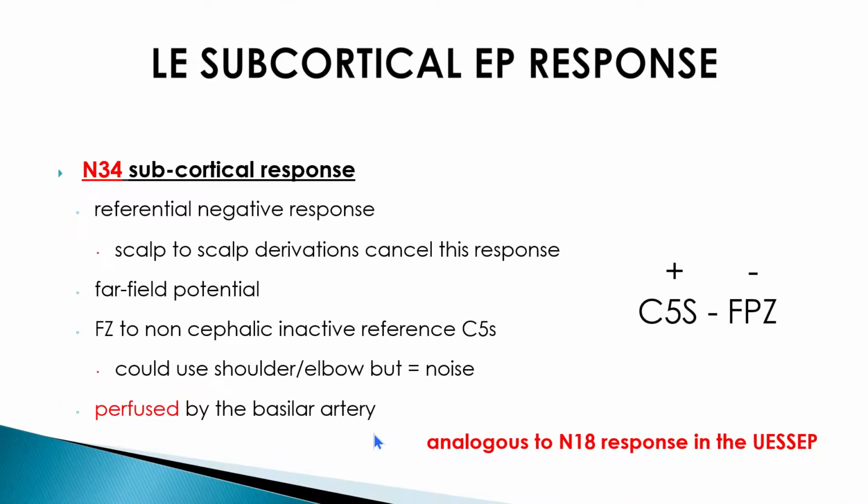The second component of the subcortical response is the N34. It's referentially recorded from FPZ reference to C5 or a non-cephalic reference. Again, the second component of the subcortical response, it's a far field potential because we're using these electrodes that are not close to the generator site to try to pick up the brainstem response, perfused by the basilar artery. And some say that the N34 response is analogous to the N18 response in the upper SSEP.